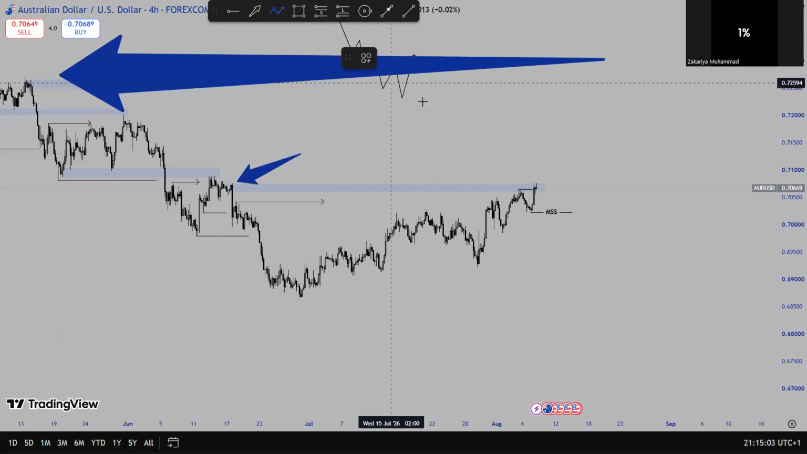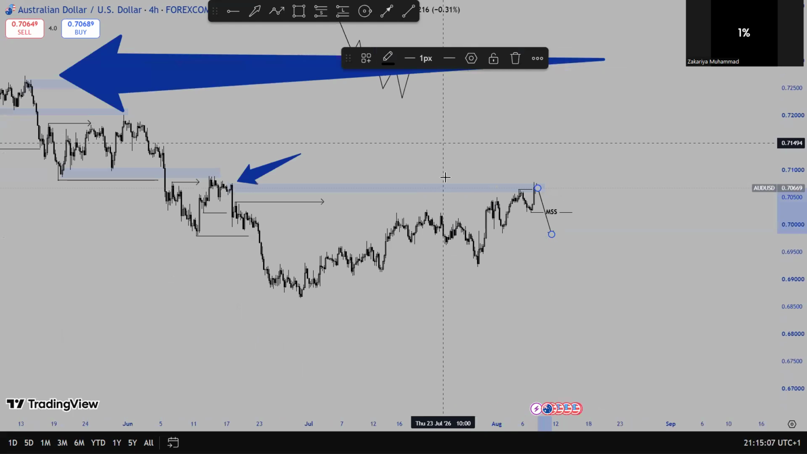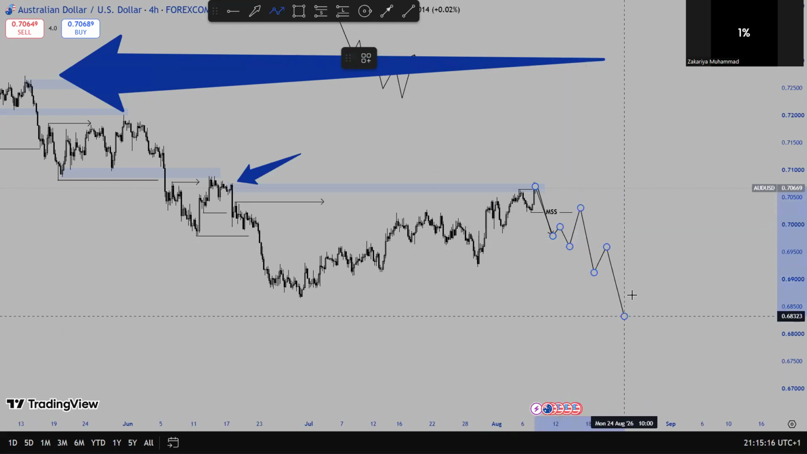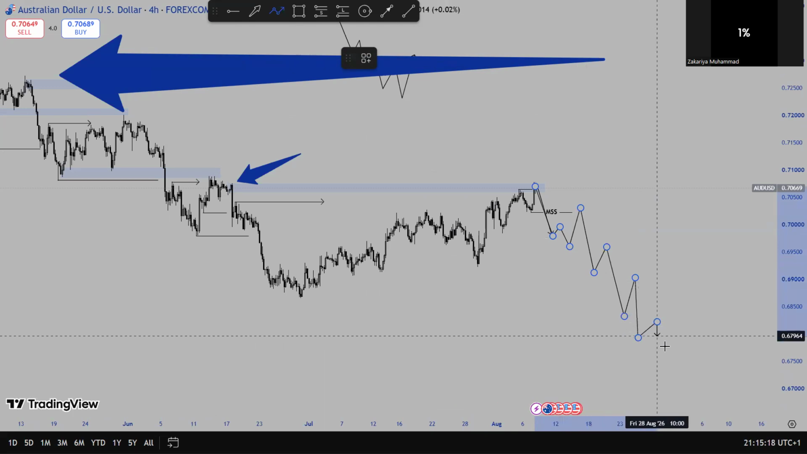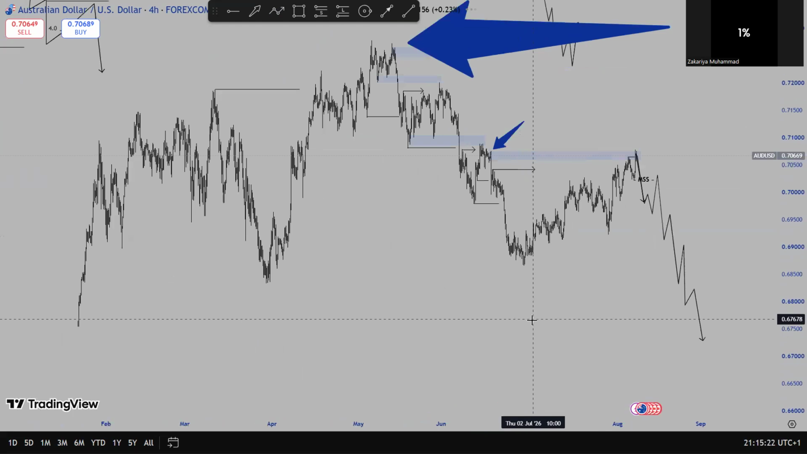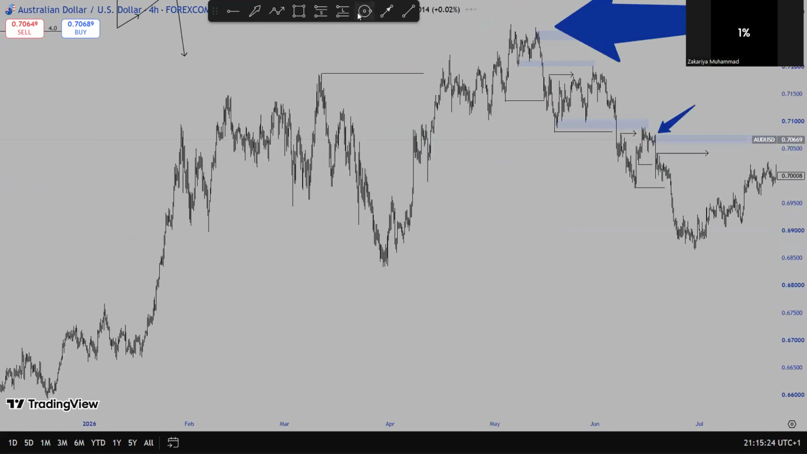So if price closes below this one, it gives you liquidity, and then you look forward to continuation of your sells. You will be selling and selling until that internal structure shifts bullish again. If it has not, and then price takes out this low.